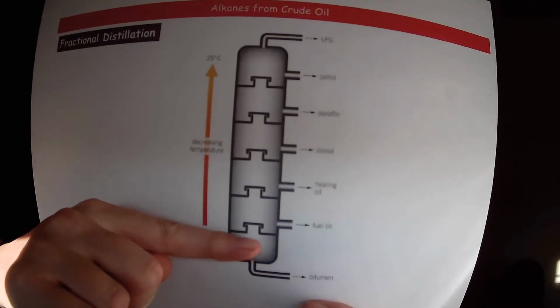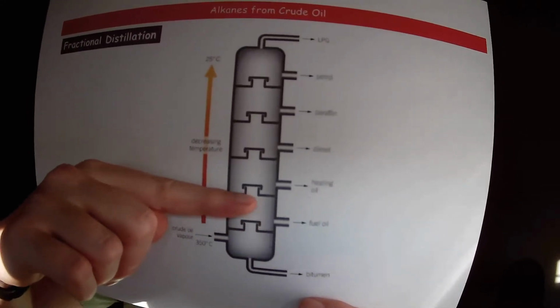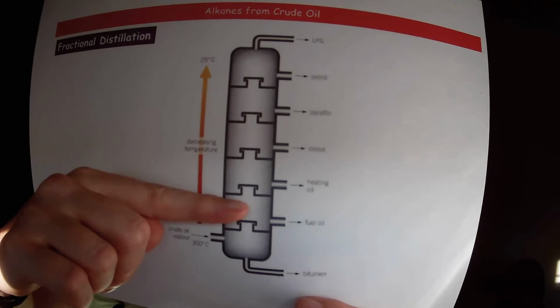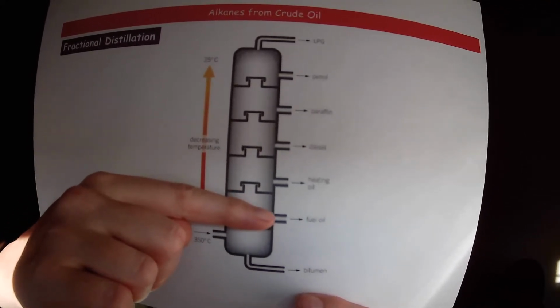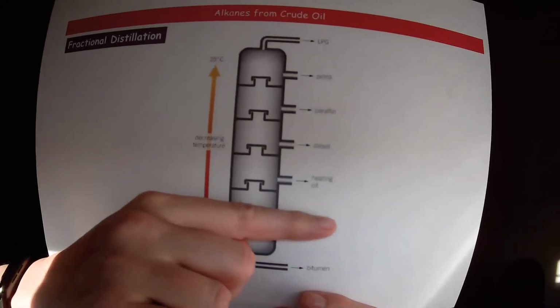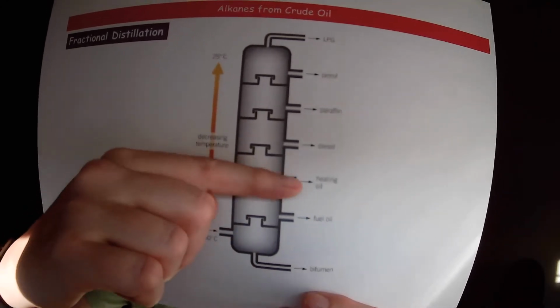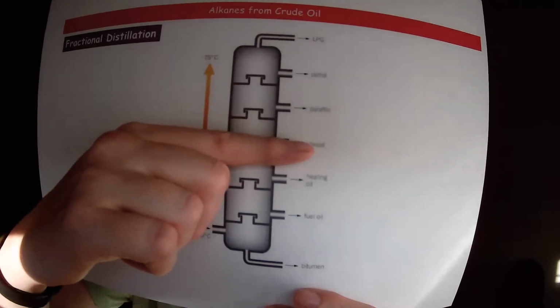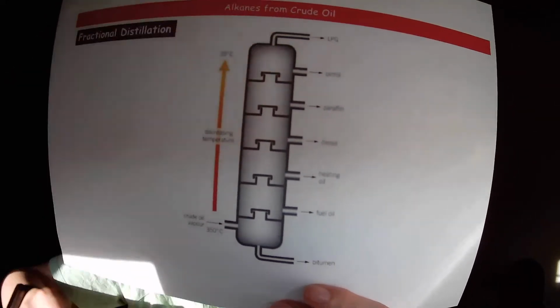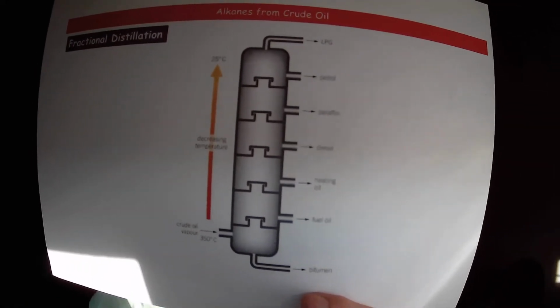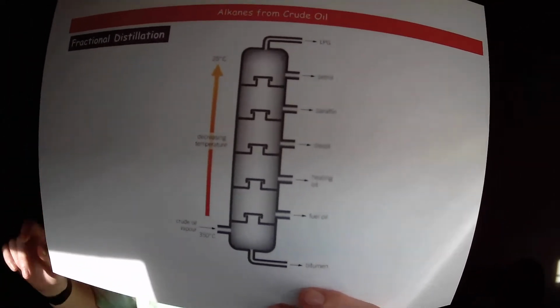So basically, the further up we go, we're going to hit a point where one of the longer hydrocarbons is then going to turn to a liquid. It's going to condense. So we get our fuel oil coming out. Go a little bit further up, we've got our heating oil, then we've got the diesel, paraffin, petrol, and then at the very top, something that hasn't managed to go to anything other than gas is LPG.